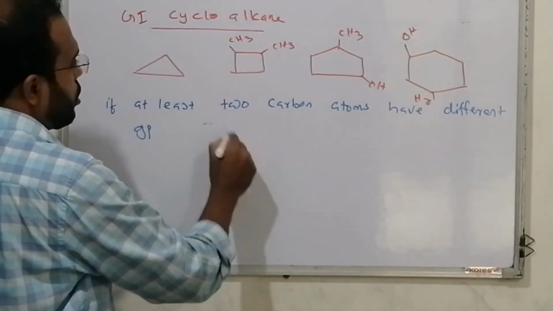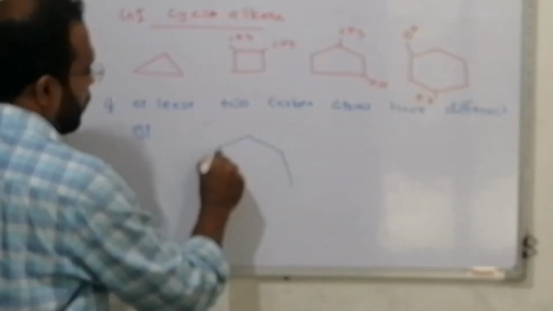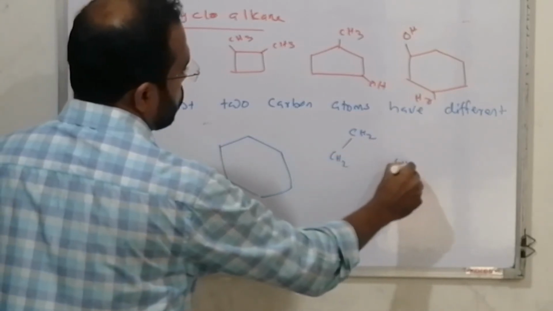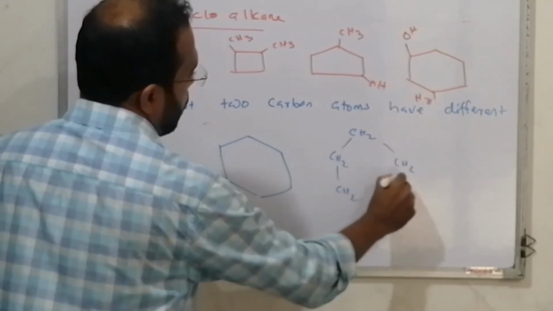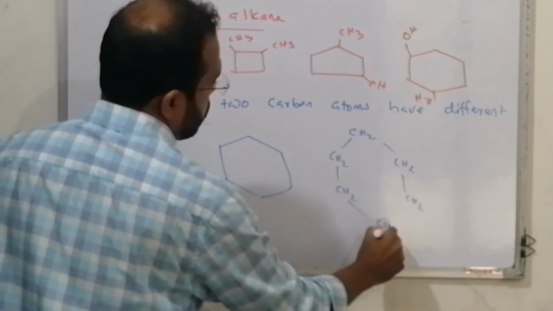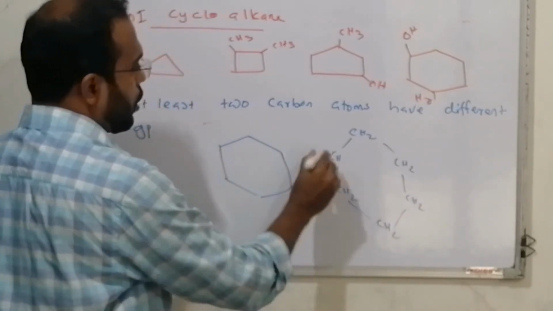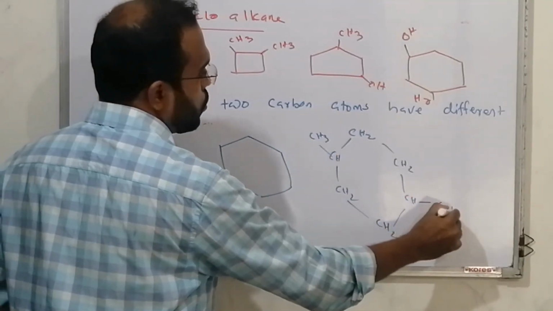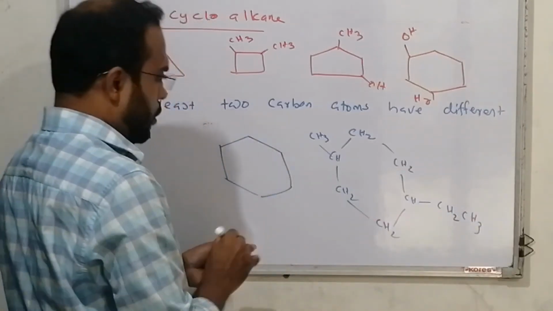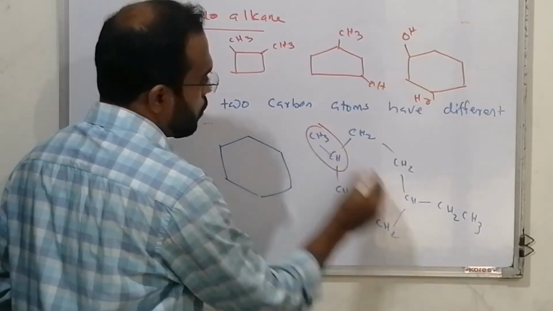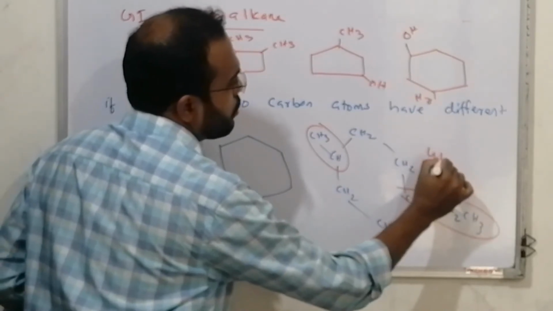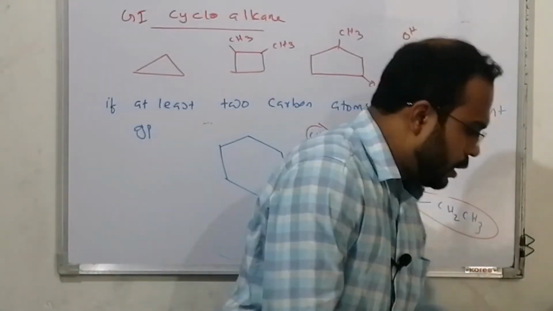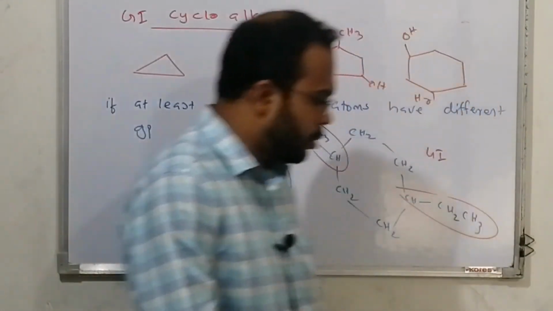Okay. That is, I said to you, if you simply write like this, this is nothing but CH2, CH2, CH2, CH2, CH2, CH2. At least two. Suppose you take this one and put a CH3 here. You put any this and put a CH2 CH3. Therefore, these two carbons have different groups. Therefore, it can show the geometrical isomerism. Very simple. Okay.